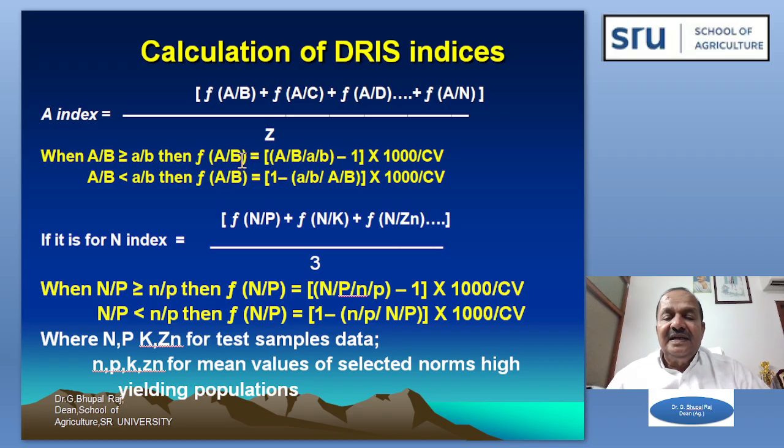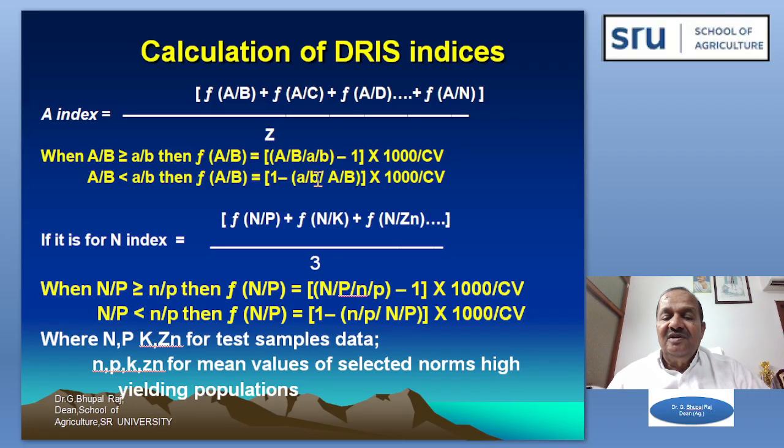Then the function of A by B is equal to capital A by B, the test population ratio, divided by the reference value ratio, minus 1, into 1000 by the coefficient of variation CV. If the test value sample is less than the reference value, then we have to follow this equation: function of A by B is equal to 1 minus small a by b.